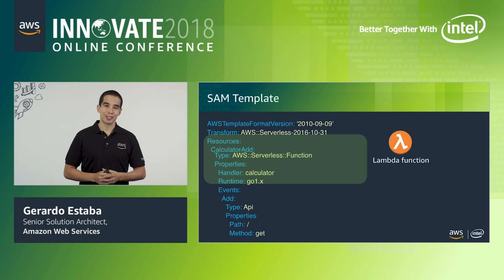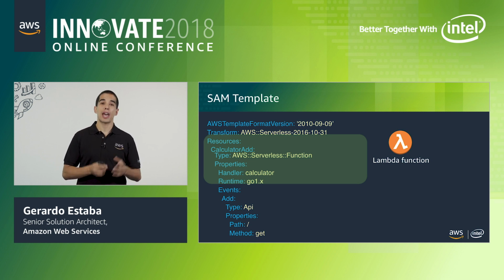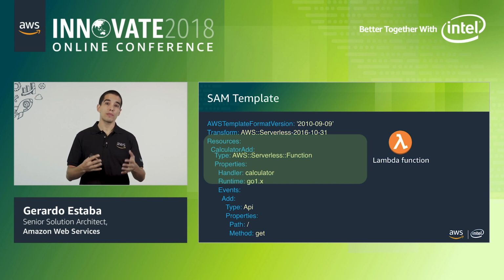Now, after defining the syntax in the template, you define all of the resources that comprise your application in the same way that you would with CloudFormation templates. In this case, I am defining a single resource called calculator add. Given that this is a Lambda function, I need to give it the type AWS Serverless Function. And then we define some configuration for that Lambda function in the form of properties.